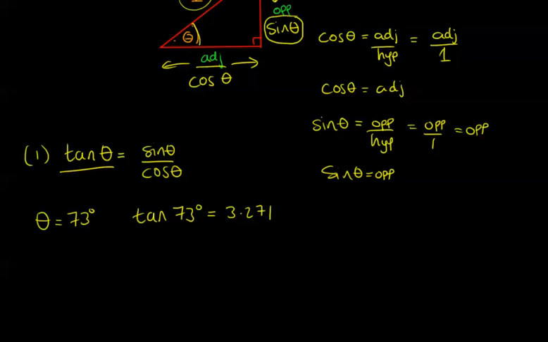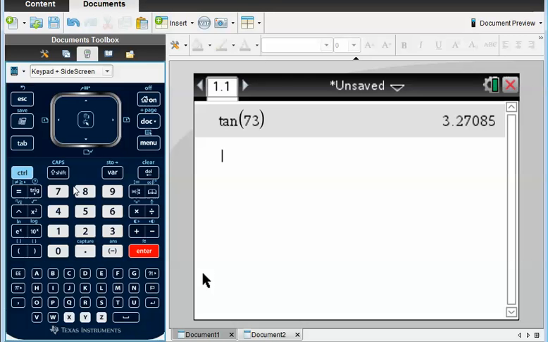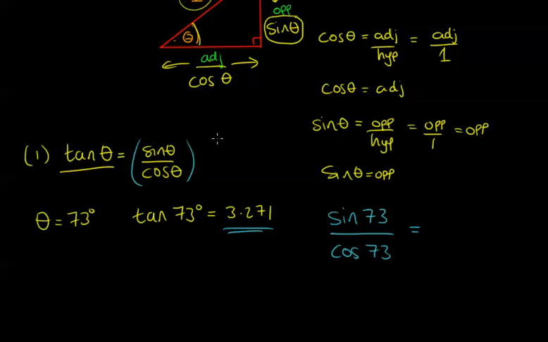Now what we'll do is work out this side as well and see if we get back to the same number. Sine 73 divided by cosine of 73, and let's see what number we get. We should get the same one. Let's do a fractions template first, because we're going to do division and it's easier that way. So sine 73, and on the bottom cosine 73, and press enter, and look, we get the exact same number. Okay, so it works.